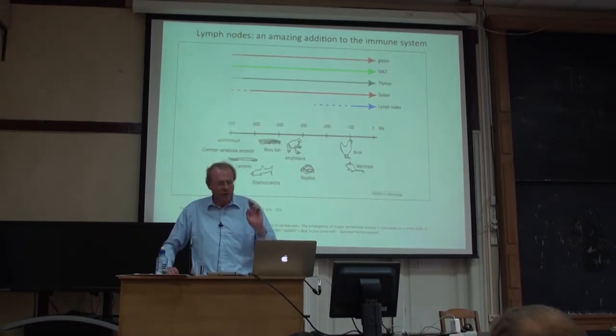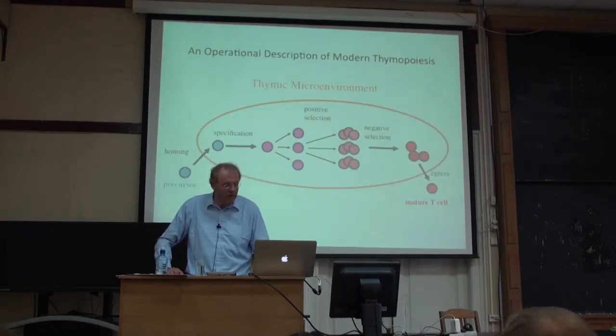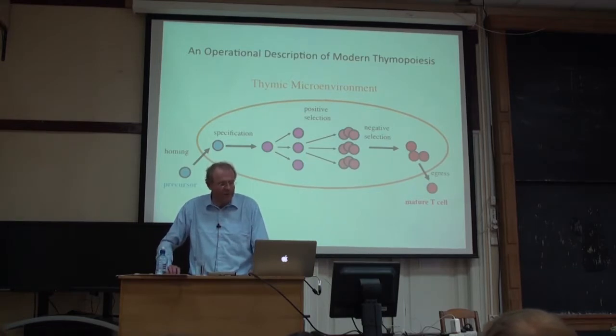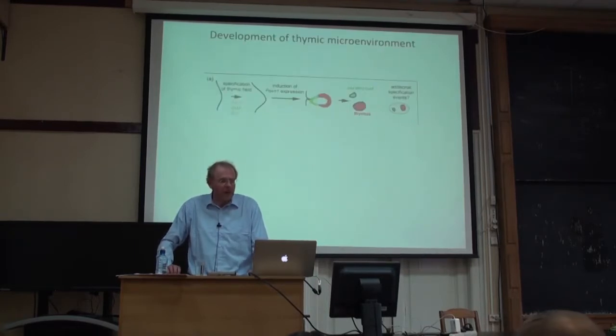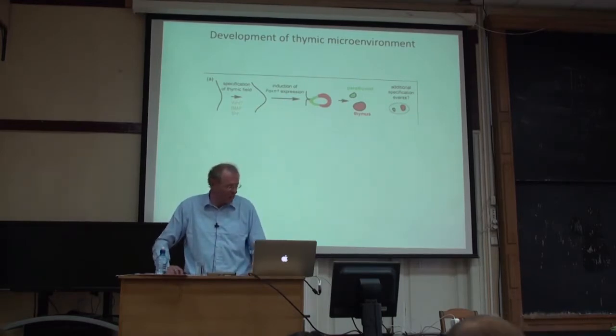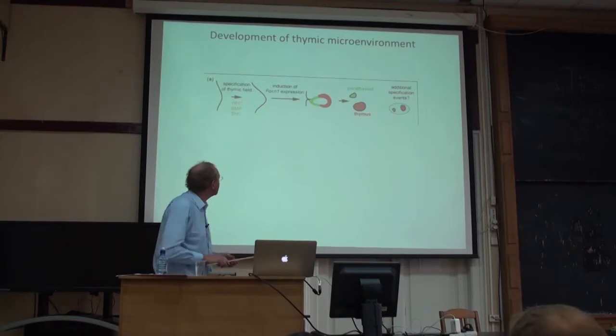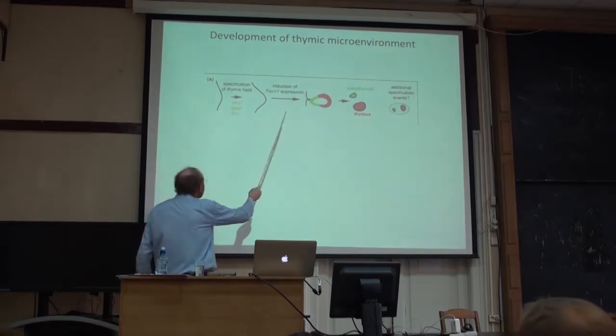I showed this picture many times over now. The thymus is a very ancient tissue, and the amazing situation is that this process that I operationally defined already, I think yesterday, is probably taking place since about 500 million years. Now, where is the thymic microenvironment coming from? During embryogenesis, it develops from the third pharyngeal pouch. I said that already yesterday. We do not know exactly why that is in the third pharyngeal pouch.